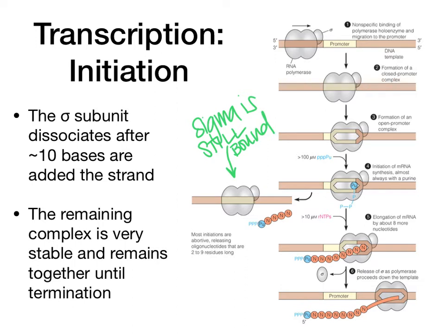It's important to note that the stuttering does not lead to the departure of the sigma subunit. The remaining complex is very stable and remains together until termination. Once we move past the 5 to 8 bases, we get all the way to 10 and the sigma subunit departs. This complex is going to stay together, and this complex will continue to add RNA bases over and over again.